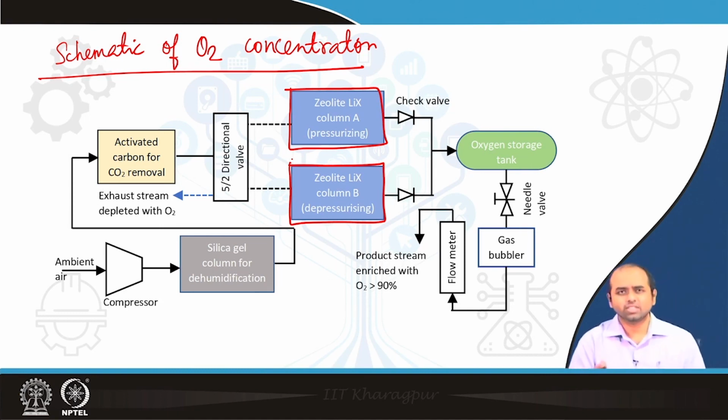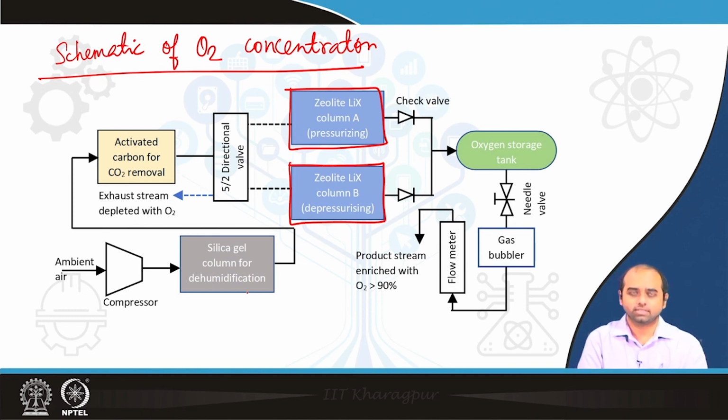Now, just to give you a brief idea of this process flow diagram, generally you have a compressor line which then passes through some pre-treatment stages for removal of moisture and CO2, because they can affect the adsorption capacity of these molecular sieves.